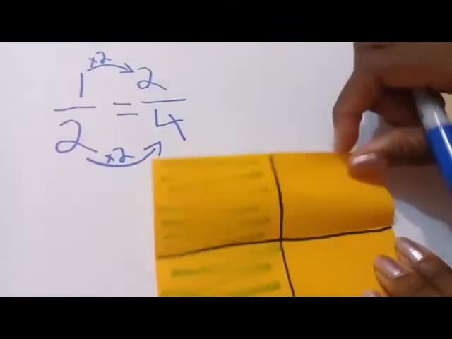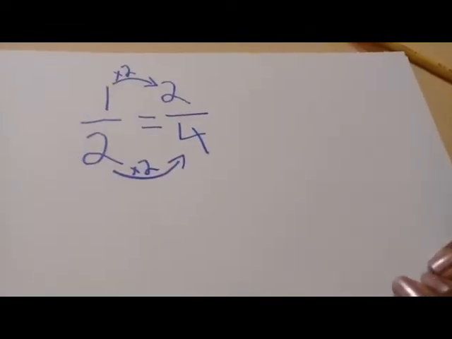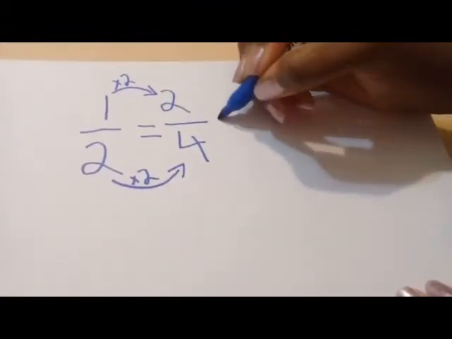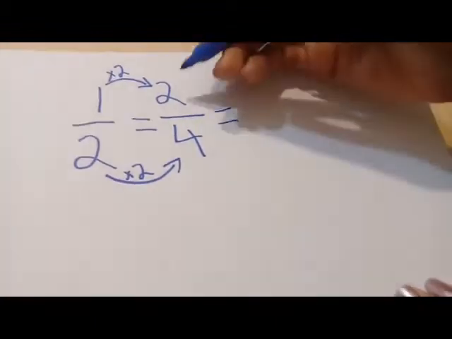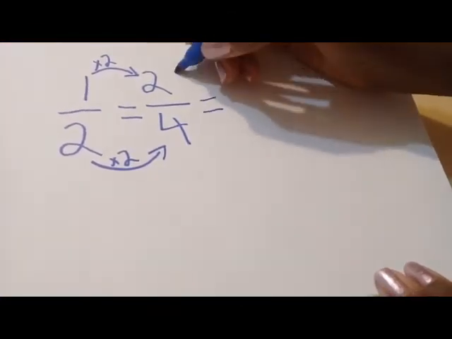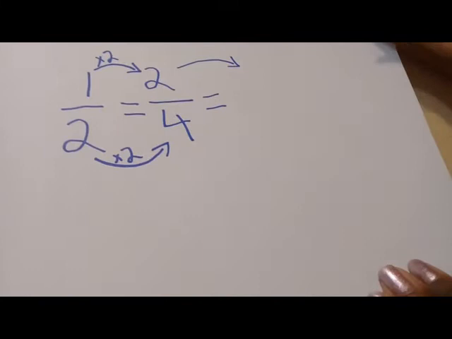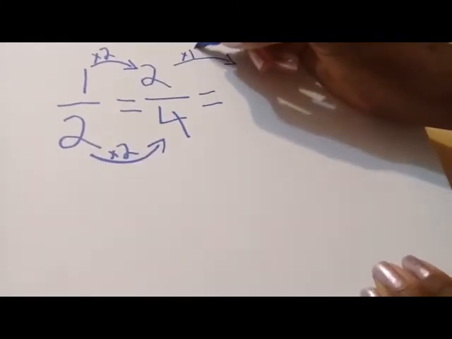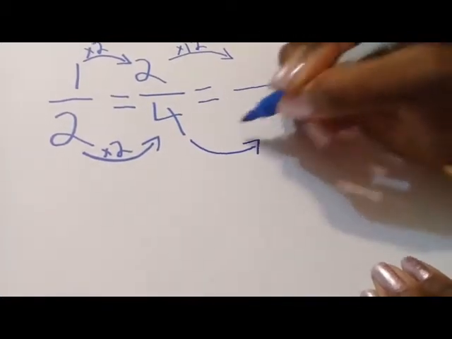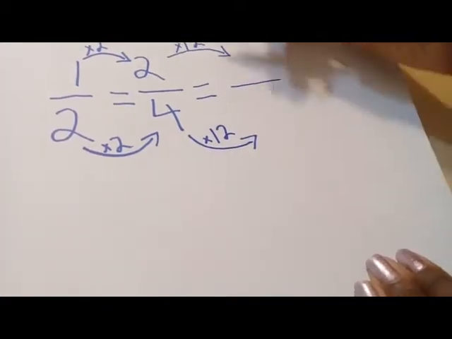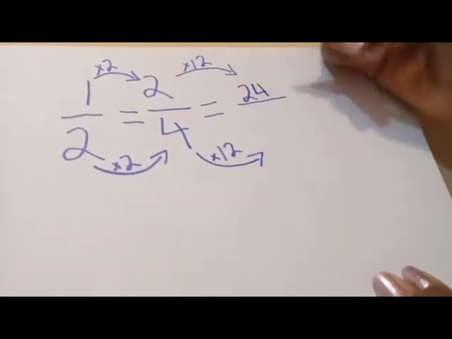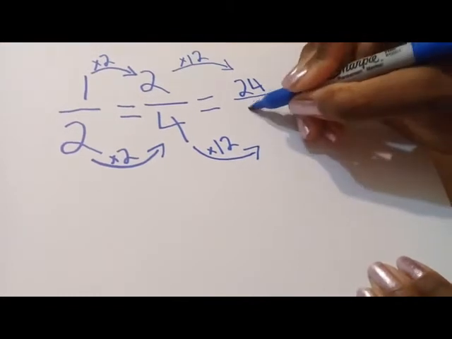But what if I didn't have a piece of paper to work with, and I needed to find an equivalent fraction that was much larger? Well, I can still use the same strategy. I can multiply by the same number on the top and the bottom to find an equivalent fraction. Let's multiply by, I don't know, 12. And we're going to do the same to the bottom, multiply it by 12. So 2 times 12 is 24. 4 times 12 is 48.